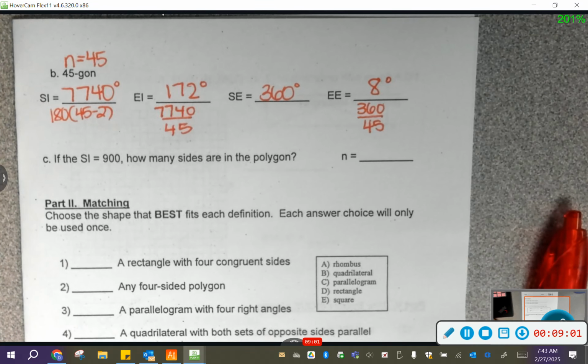Do I have any questions? I am just plugging into formulas.